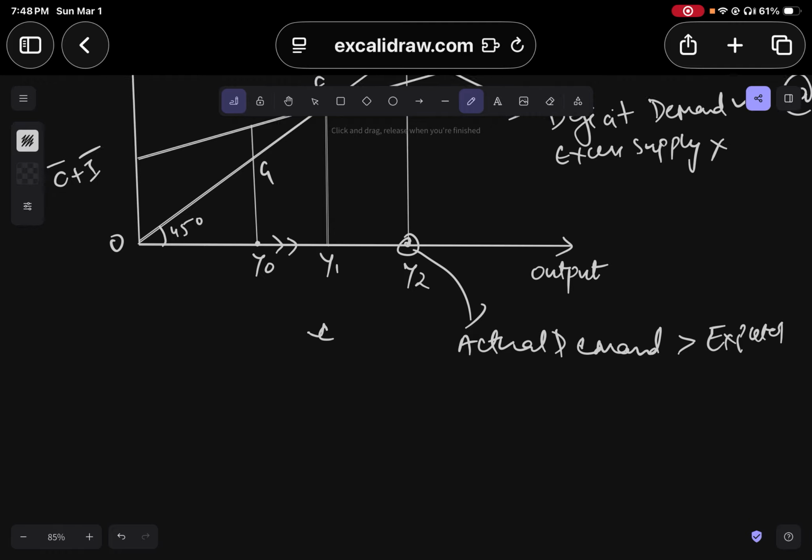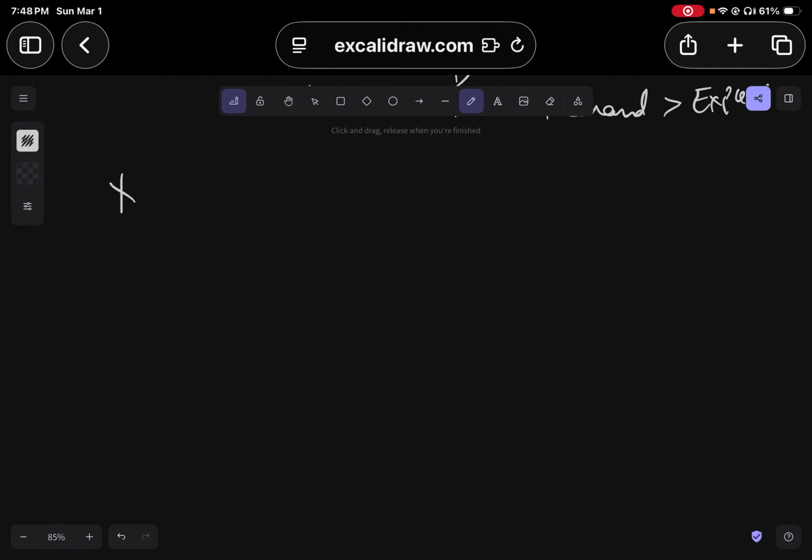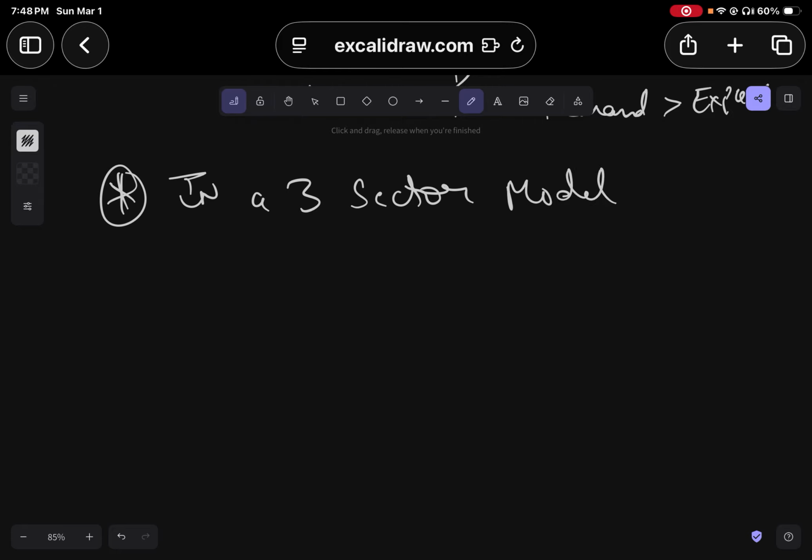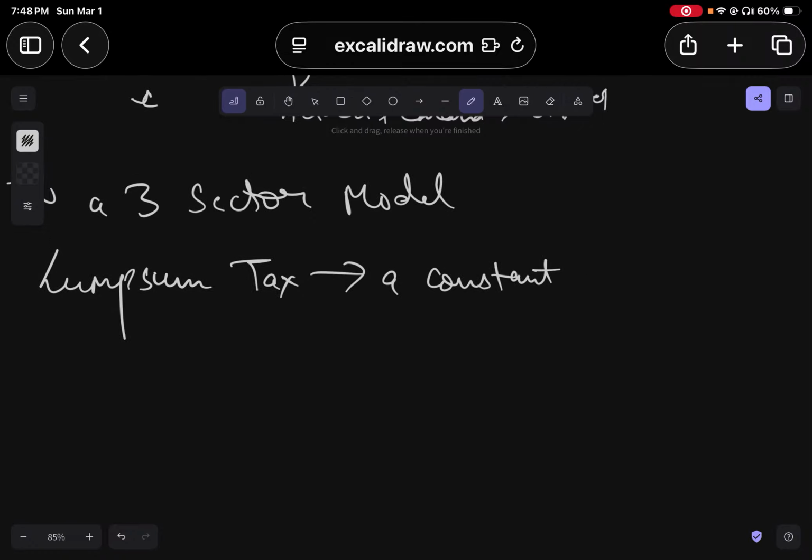In a three-sector model, Keynes added government expenditure as an autonomous component and lump sum tax, that is, a constant amount of tax imposed in the market.